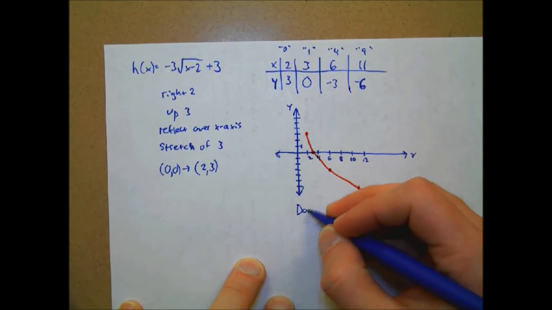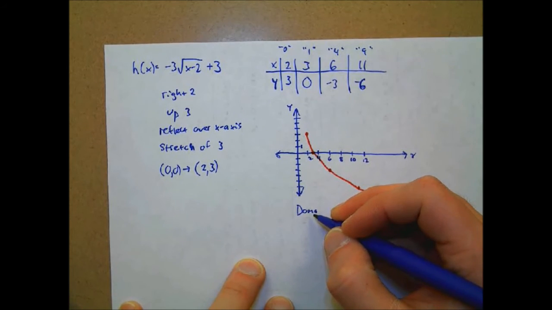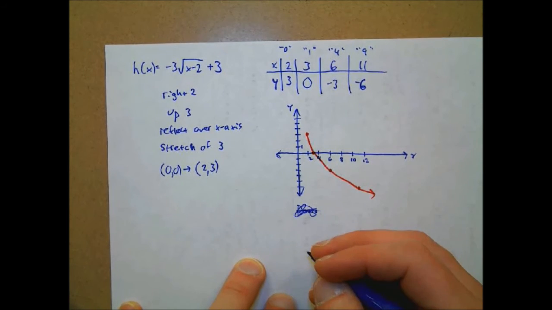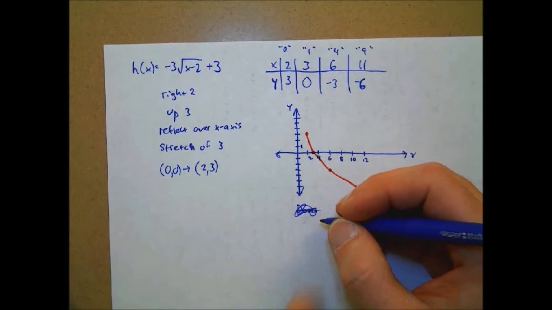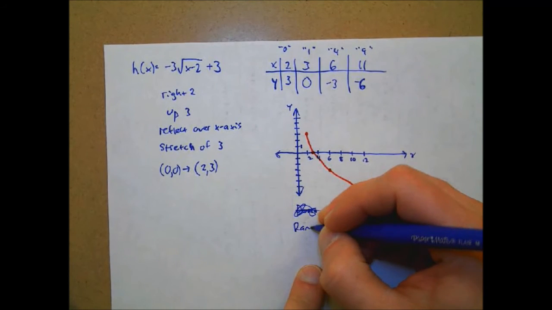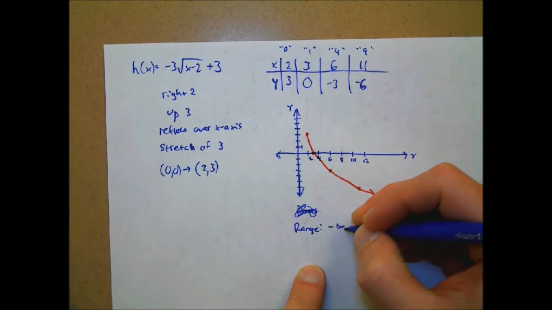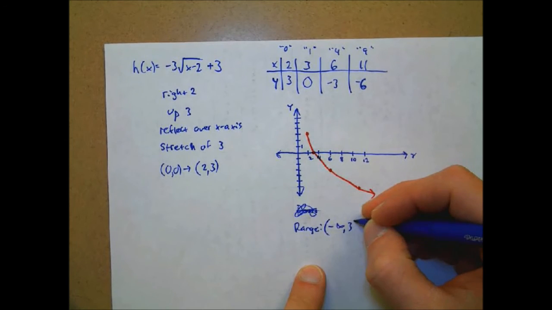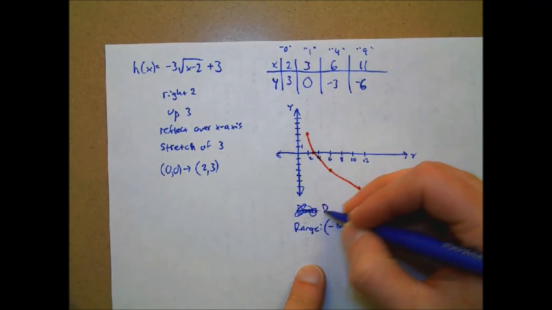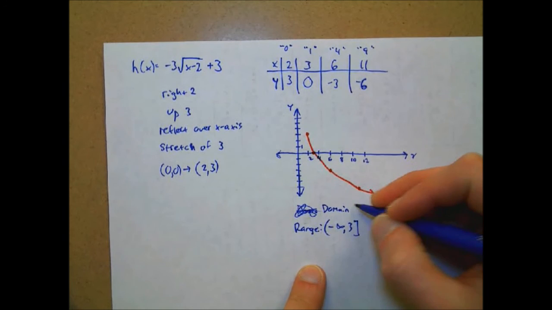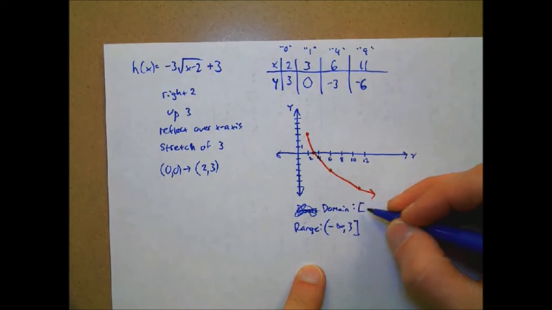Oh wait, did I say range or domain? I said range. My bad. Yeah, it's 3 to negative infinity. But we want to watch the order for that though. We want to say negative infinity to 3. Sorry about that. There you go. And then the domain would be 2 to infinity there.